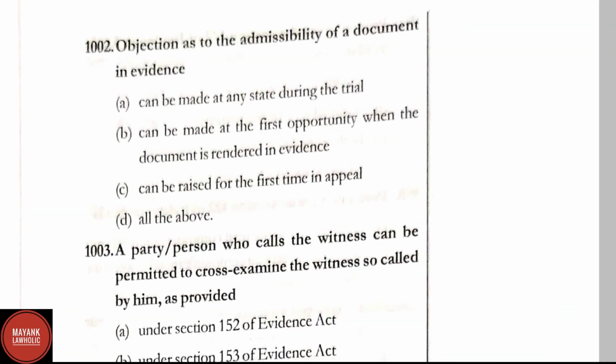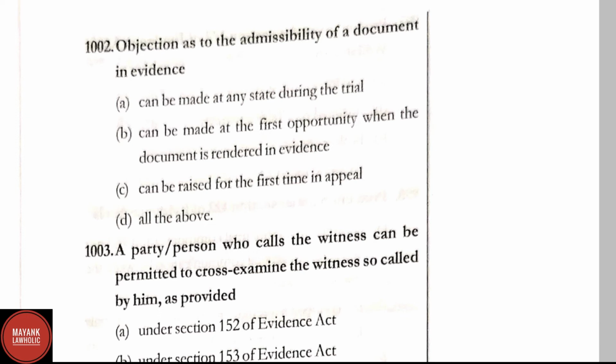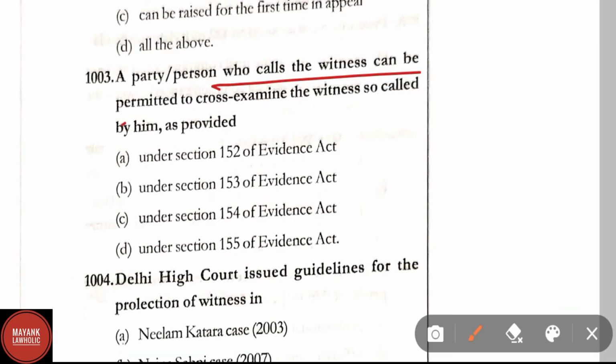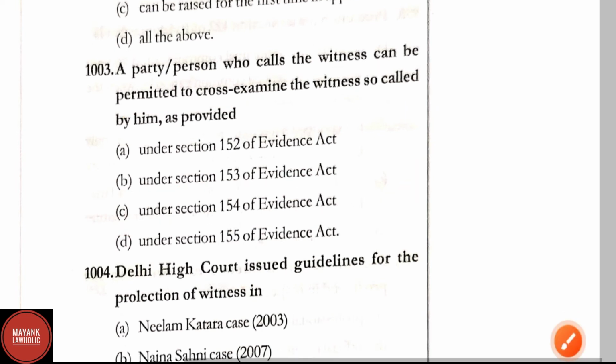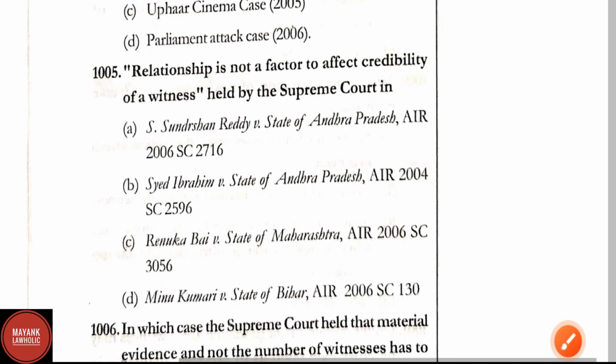1002. Objection as to admissibility of a document in evidence can be made at first opportunity when the document is rendered in evidence. 1003. A party or person who calls the witness can be permitted to cross-examine the witness so called by him as provided under Section 154 of the Evidence Act. 1004. The Delhi High Court issued guidelines for the protection of witnesses in, correct answer is option A, that is TB case 2003.